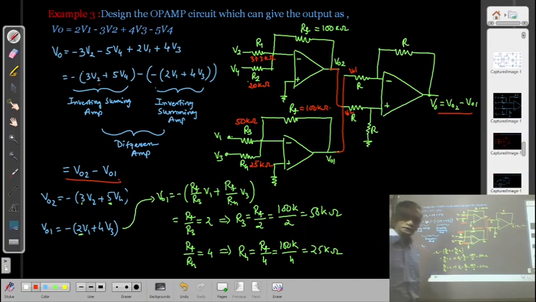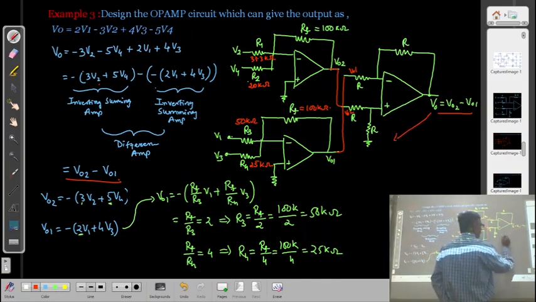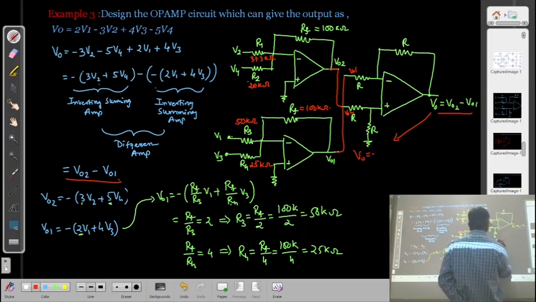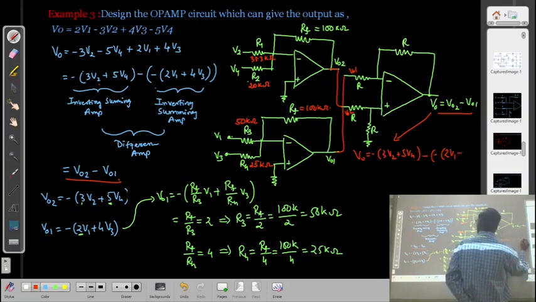Okay? So in the exam when you draw, then you have to draw up and down interchange this position of both the summing amplifiers. So there will not be any kind of confusion. So here this output voltage is nothing but you can say this is equal to minus 3V2 plus 5V4 minus 2V1 plus 4V3.